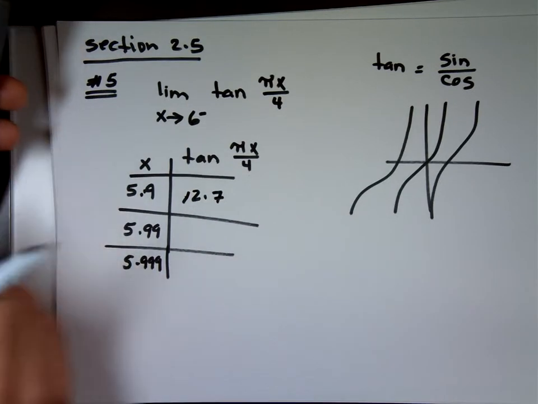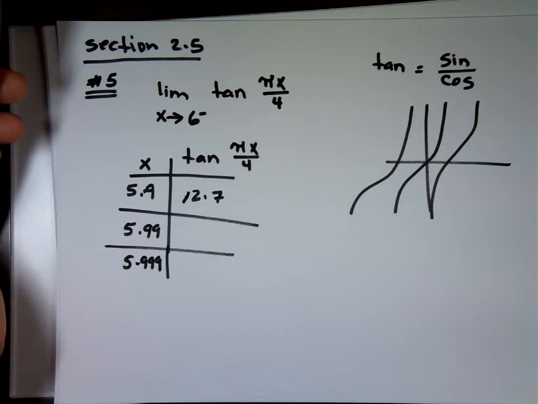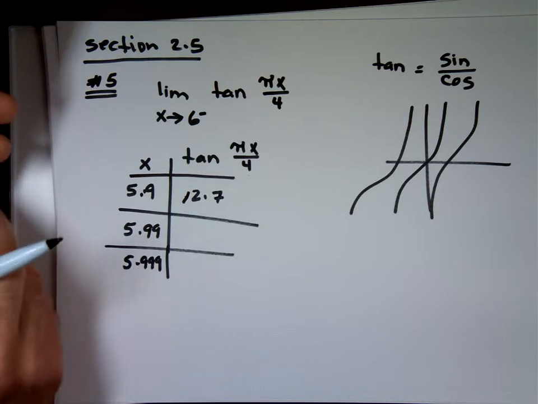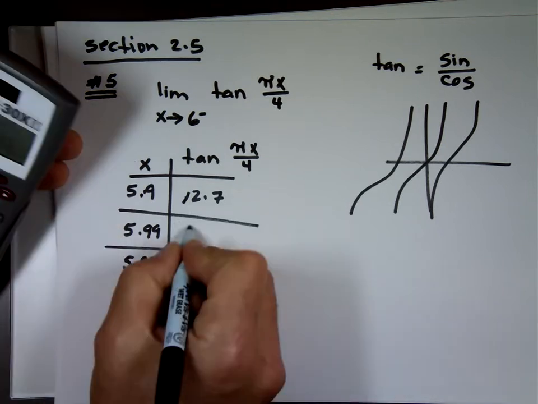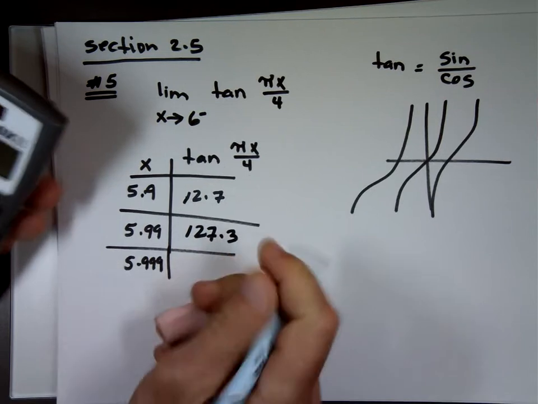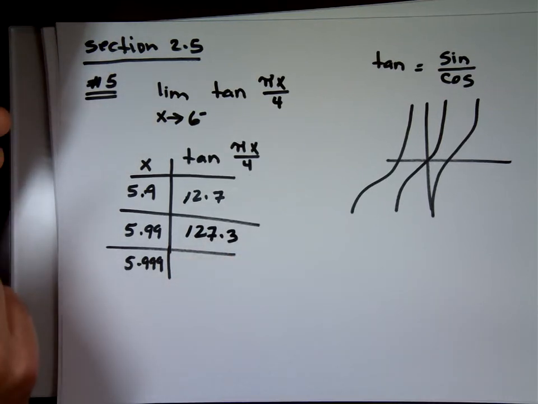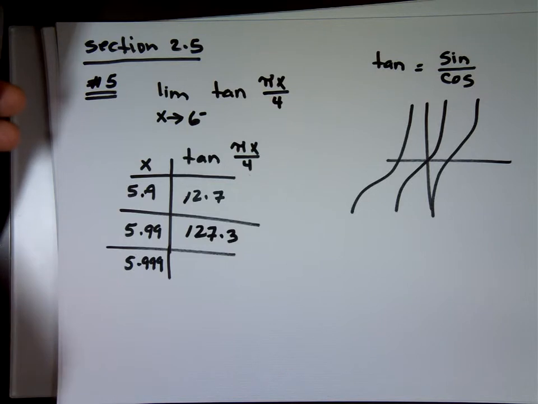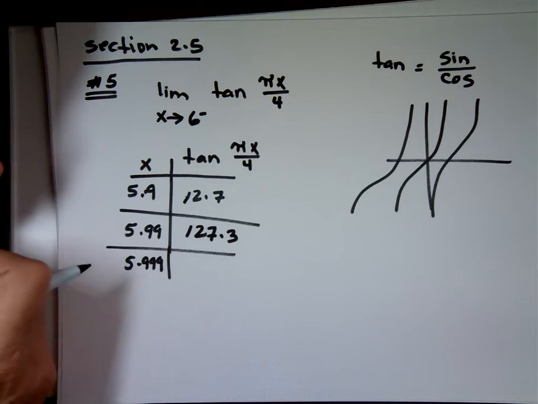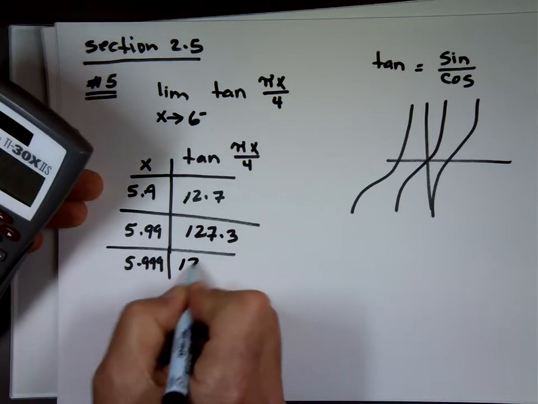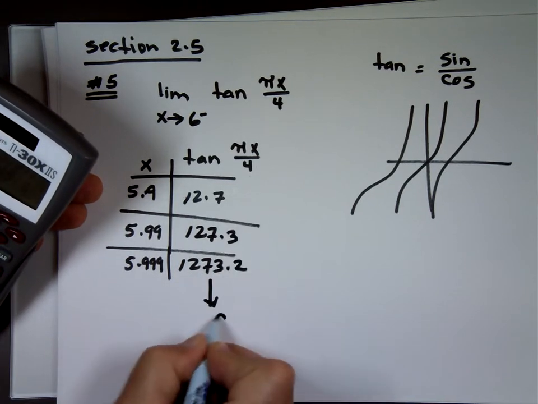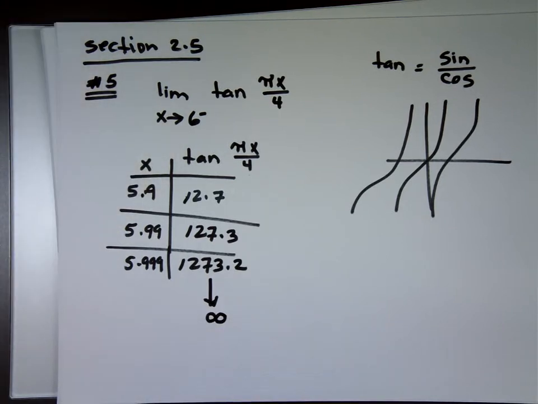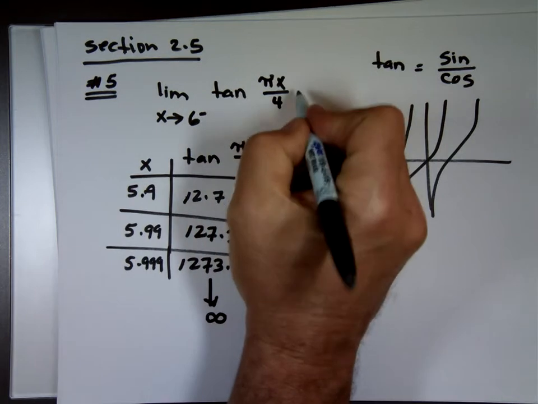Let's try 5.99. Tangent pi times 5.99 divided by 4. Close the parentheses. 127.3. Should I continue? Next one. Tangent. You probably can see where we're going. Pi times 5.999 divided by 4. Close parentheses. And it says 1273.2. Where do you see that number going toward? Positive infinity. So from the left side, that approaches infinity.